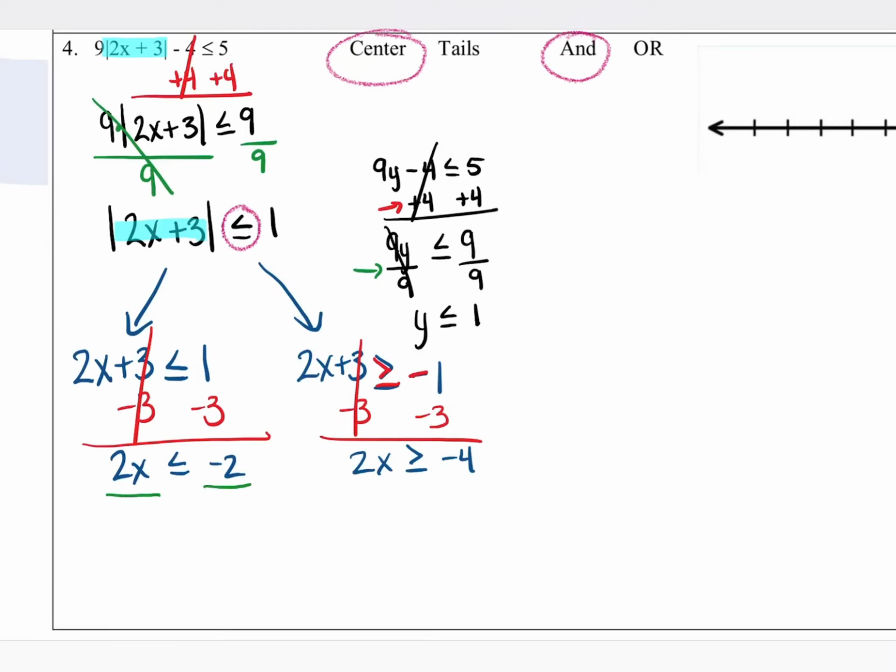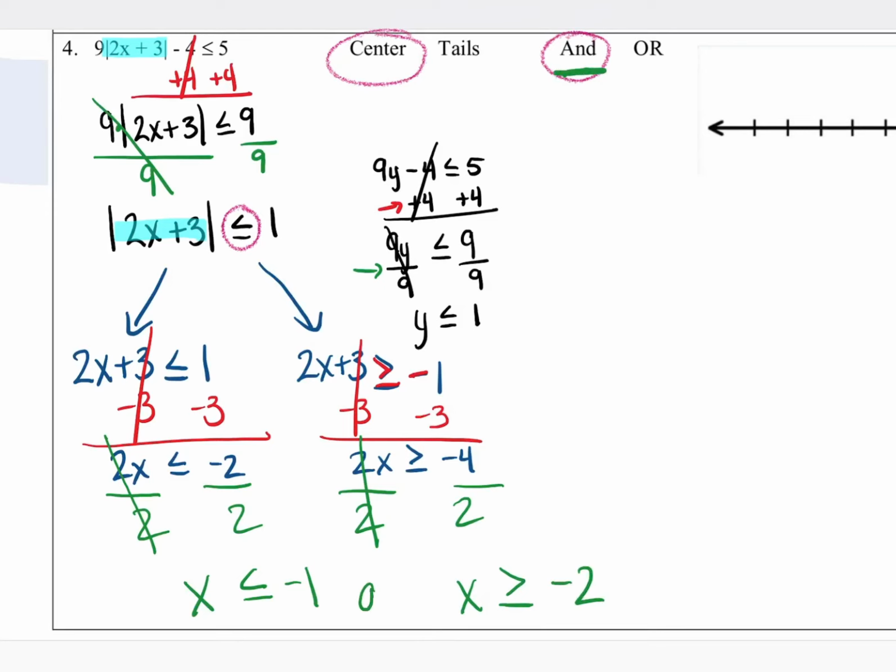Now we want to isolate our x, so we're going to divide both sides by positive 2. On the left-hand side, it reduces to 1. So we have x is less than or equal to negative 2 divided by 2 is negative 1. x is greater than or equal to negative 4 divided by 2 is negative 2. We already know that this is an and. So that's our compound inequality right there. Again, we divided by a positive 2. So my inequalities do not need to change at all. They can just stay as is.